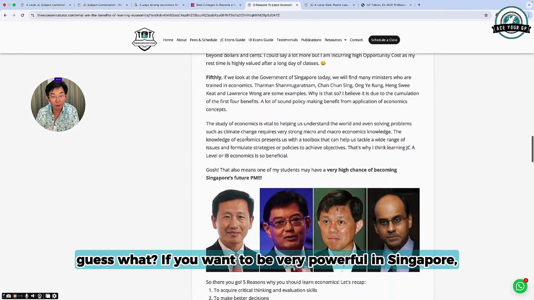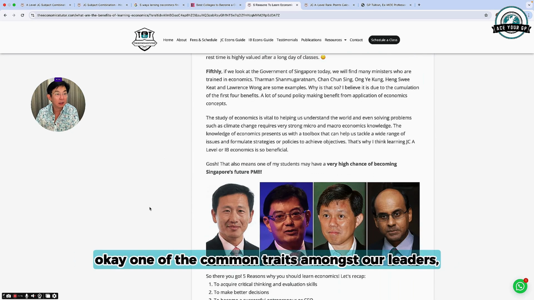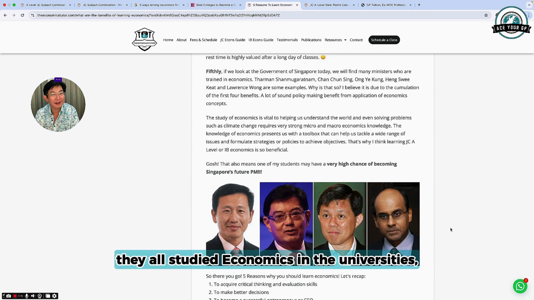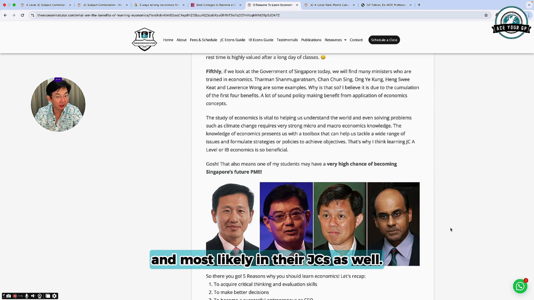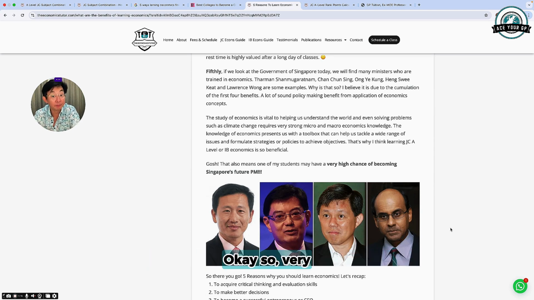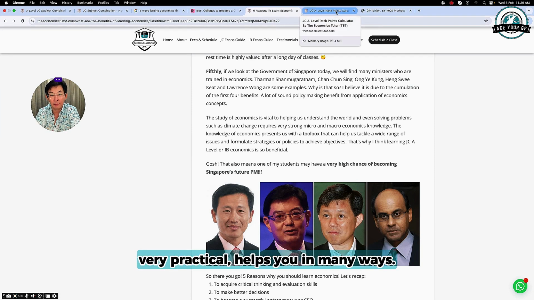If you want to be very powerful in Singapore, ta-da! One of the common threads amongst our leaders: economics training. They all studied economics in the universities, and most likely in their JCs as well. So very, very useful subject, very, very practical, helps you in many ways.